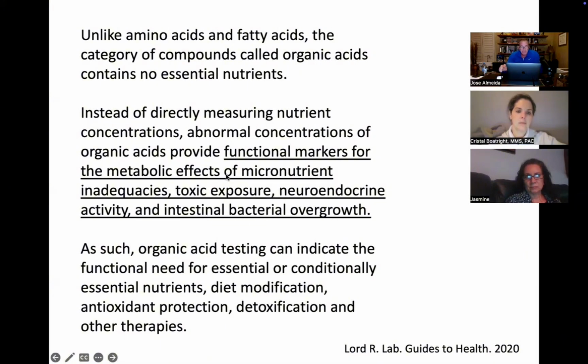So as we've been going through the program we're developing here in Miami for my practice, what we've learned is that we are using the neuroendocrine bucket as one category, which is adrenal and brain. The GI is another one, and then toxins or detox is another one. So organic acids help us figure out which program the patient's going to go into. As such, organic acid testing can indicate the functional need for essential or conditionally essential nutrients, diet modification, antioxidant protection, detox, and other therapies. Excuse me, that's a big, busy slide.